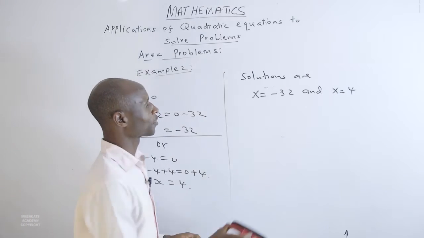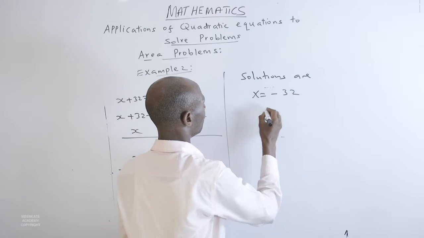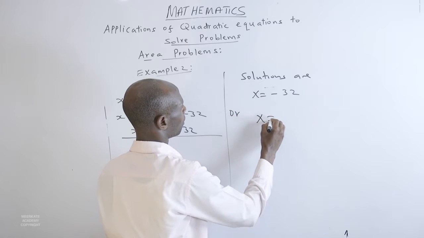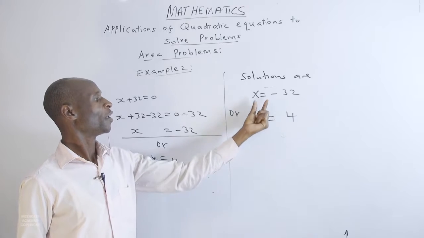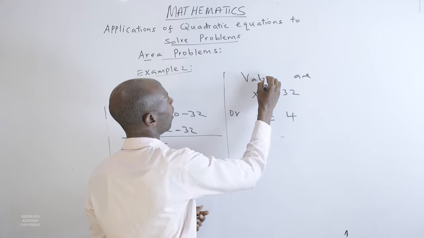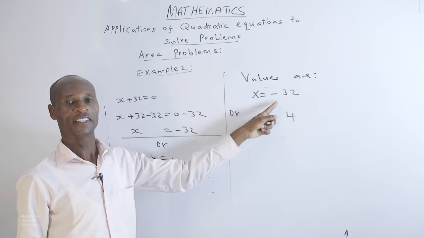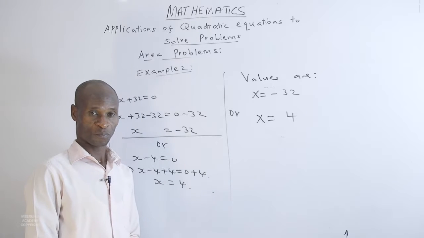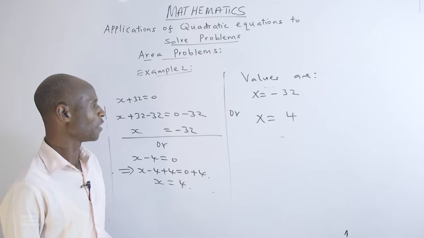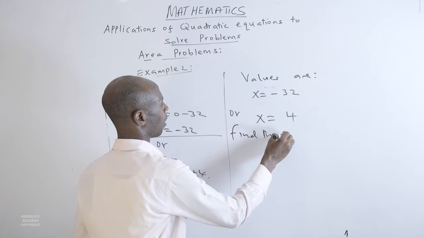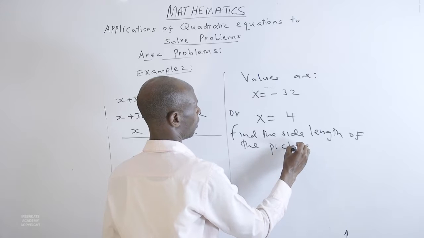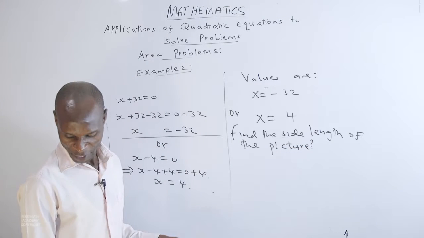Now, out of these two values of x, these are just values, they are not solutions yet. The first value of x is negative 32, and the second value of x is 4. But now, looking at the question, it was to find the side length of the picture.